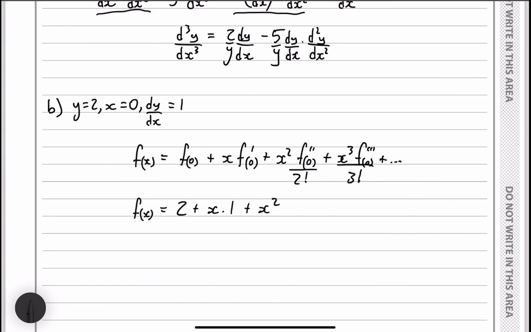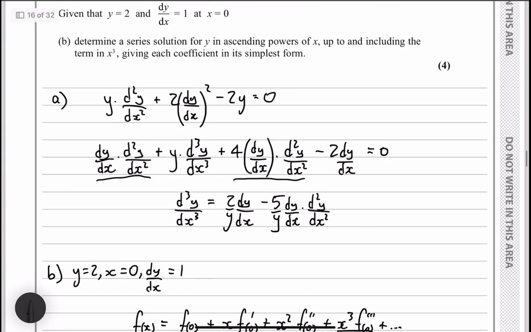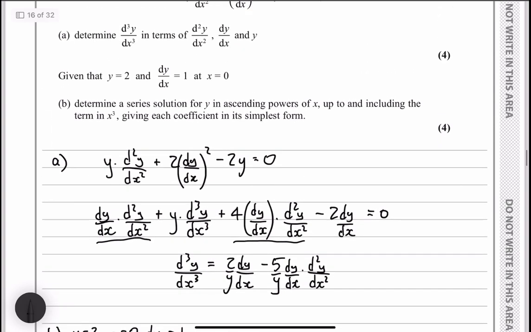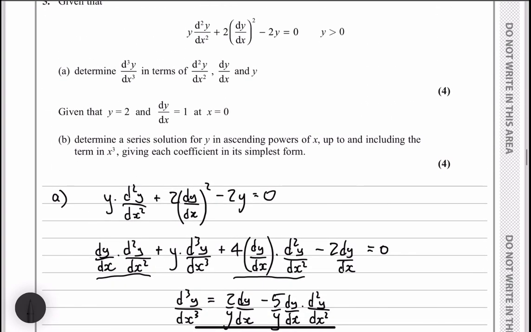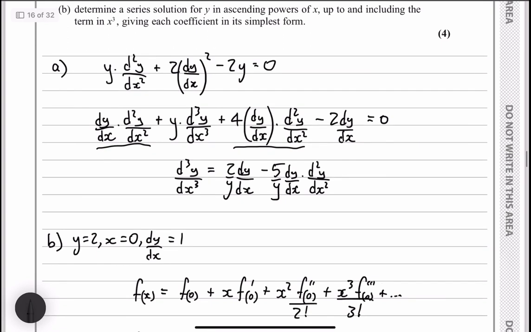And then the second derivative I haven't evaluated yet, so the second derivative is the one we started with in the question. I'll use the one that I wrote down at the top of the screen here. So we've got y, which is 2, times the second derivative, which is what we want, plus 2 lots of the first derivative squared minus 2 lots of y equals 0. So that's a 4 minus a 2 is a 2 divided by 2 is a 1.